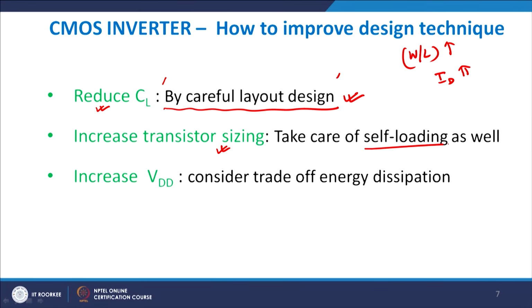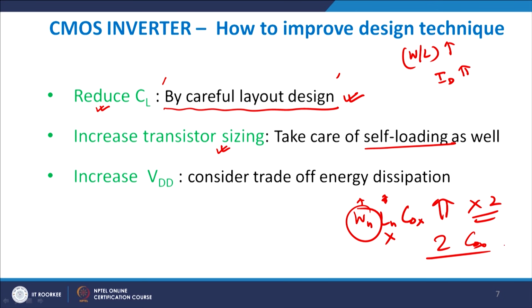But mind you, as you increase the value of W by L, you also increase what is known as the self loading. For M3 and M4, if W by L increases, then please understand Wn into Ln into Cox will also increase in a quadratic fashion, because you are increasing W as well as L, let us suppose. Or even if you are fixing the value of L, even if you double the value of Wn, you actually double the value of the overall oxide capacitance. As a result, your delay will be further increased. So, you have to be very careful and you have to optimize the whole problem in order to achieve the best flow.